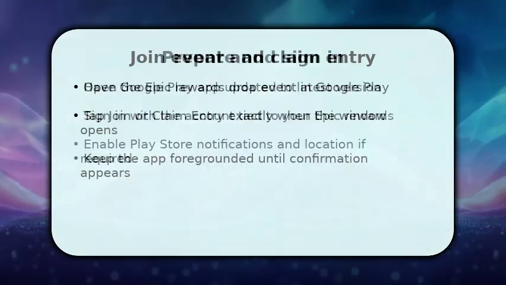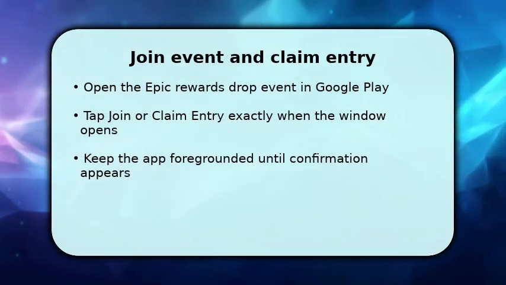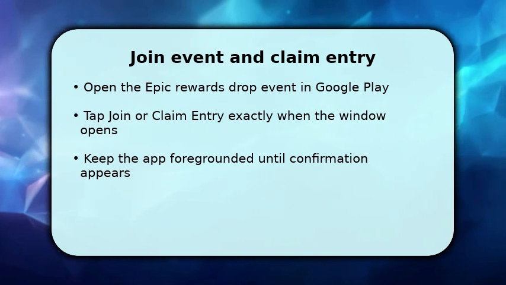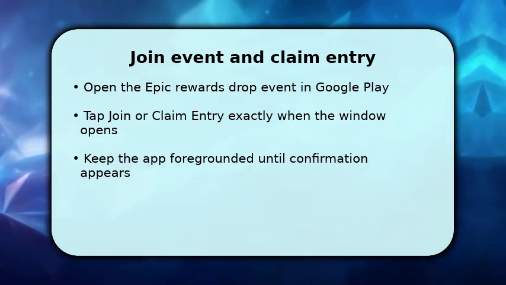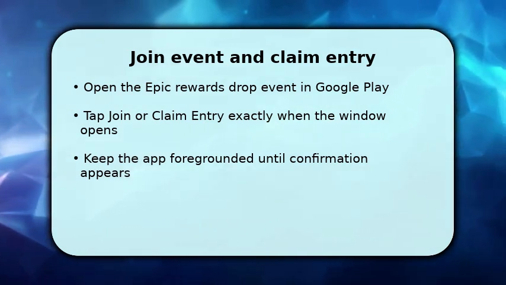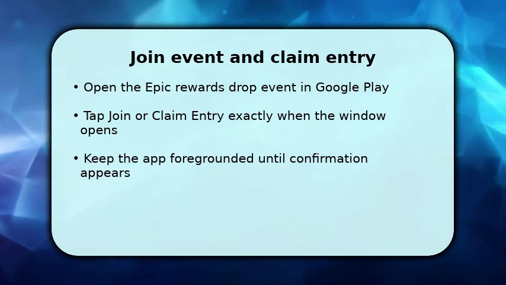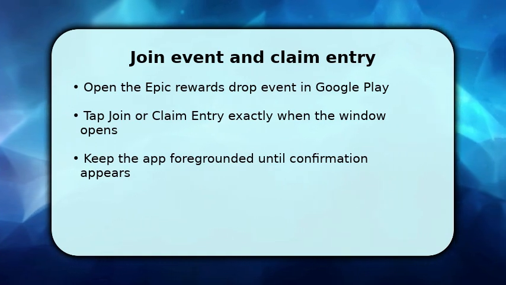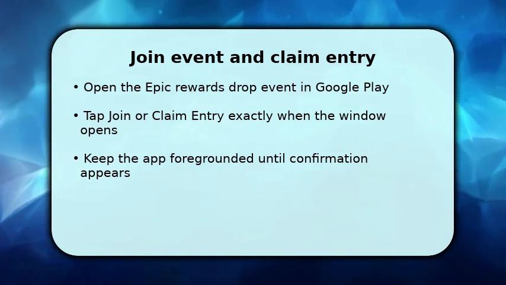Now you join the drop. Navigate to the event page and watch the clock. When the join or claim button becomes active, tap it immediately. You must stay in the Play app while the join transaction completes. Backgrounding can cancel eligibility. If prompted, approve any permissions or confirmation dialogues. These often complete the claim handshake.